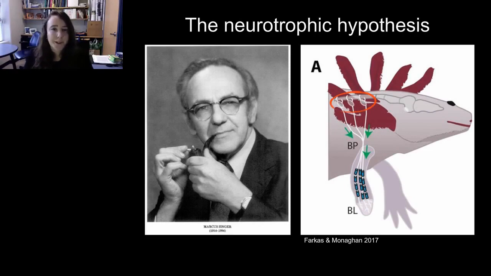So it's believed that this factor is synthesized up at the dorsal root ganglia, which are the cell bodies of the nerves that are innervating the limb. And from there, it travels down the limb and is released at the blastema to support regeneration. So this neurotrophic hypothesis has been very well supported, but the question of what exactly this factor or what these factors are has fascinated scientists for decades now, and it's a question that still doesn't have a really clear answer.